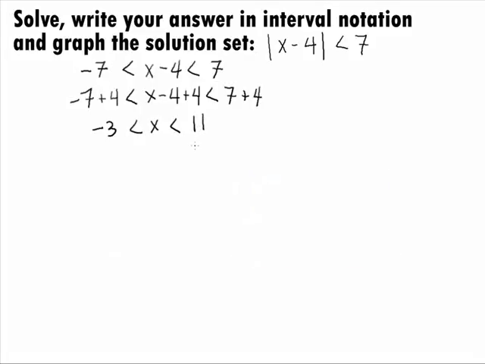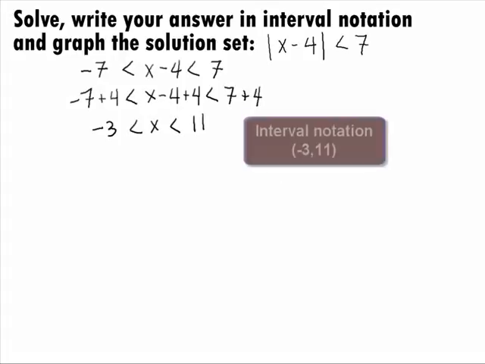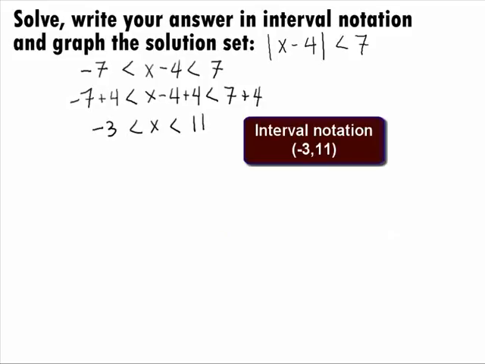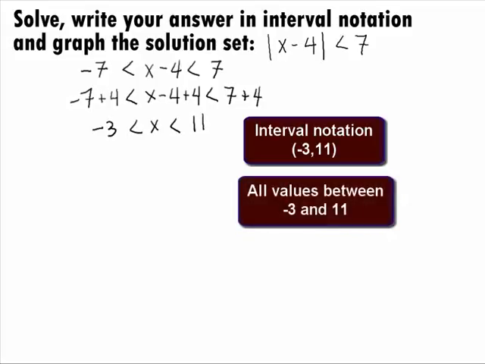Next, let's write this in interval notation. The answer to this inequality is an open interval because we are not including either of the endpoints. Since we are not including where x equals negative 3, we will use a parenthesis with the negative 3, and since we are not including where x equals 11, we will also use a parenthesis with the 11. So the final answer for the interval notation will be a parenthesis with negative 3, 11 with another parenthesis.